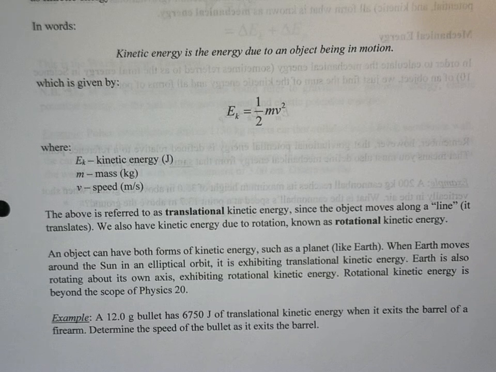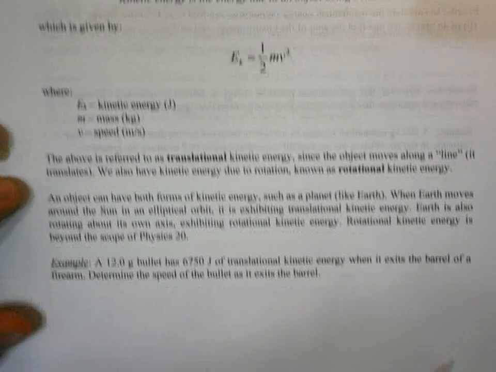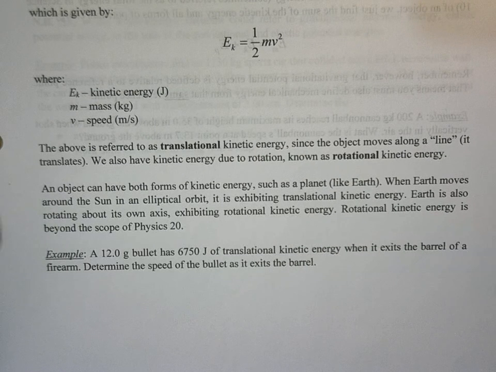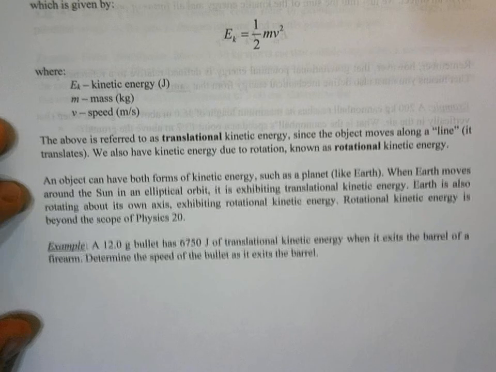So for example, the Earth is going to have translational kinetic energy by moving in a circle around the sun. But we also know that the Earth is going to rotate around its own axis once every 24 hours. So that also is going to have rotational kinetic energy. So we can have both types of energy. But for us, we're going to stick to translational kinetic energy, or the EK equals 1/2 mv squared. Rotational kinetic energy is beyond the scope in Physics 20.